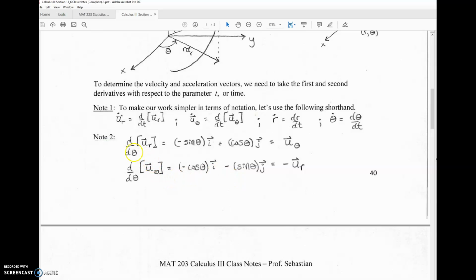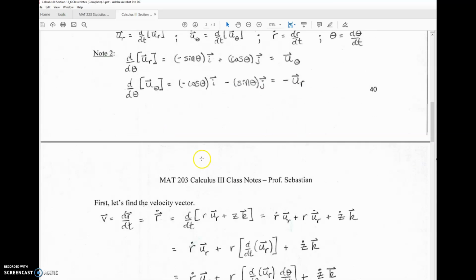We also showed really quickly that the derivative with respect to theta of u sub r is u sub theta, and the derivative with respect to theta of u sub theta is minus u sub r. And we're going to use this shorthand notation for the derivative with respect to t. So u sub r dot means the derivative with respect to t of u sub r, etc.